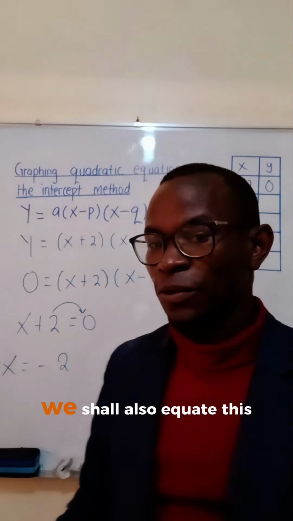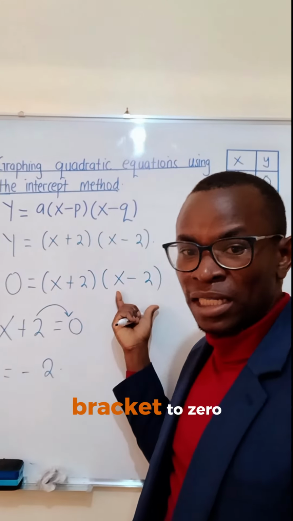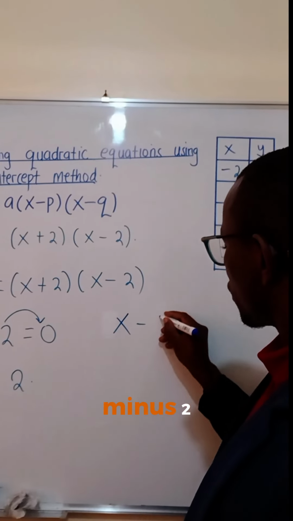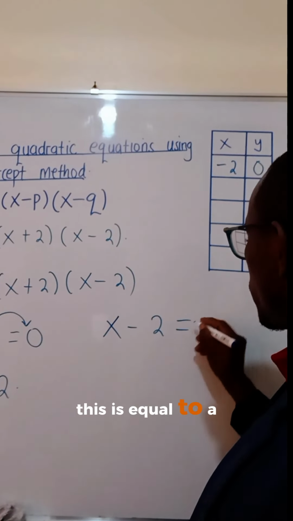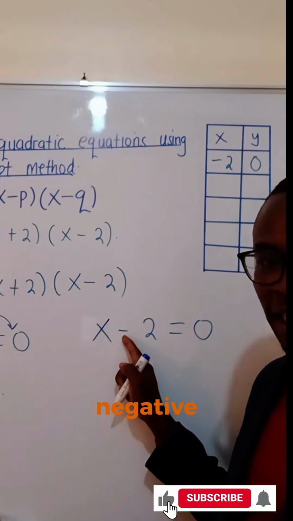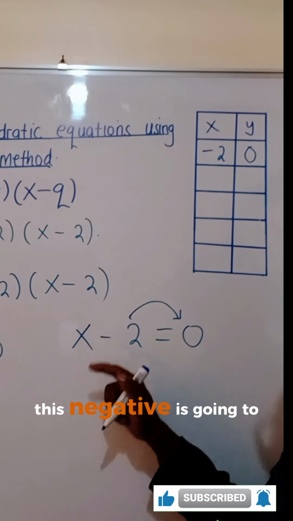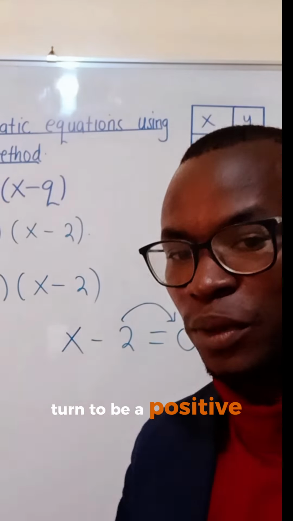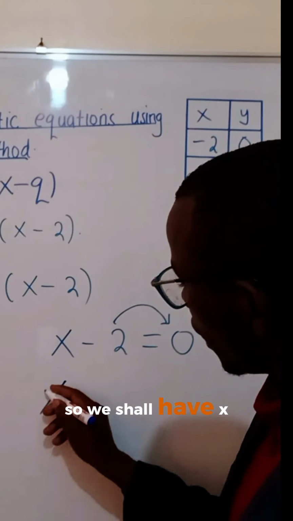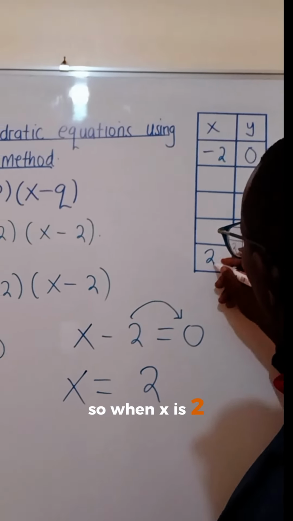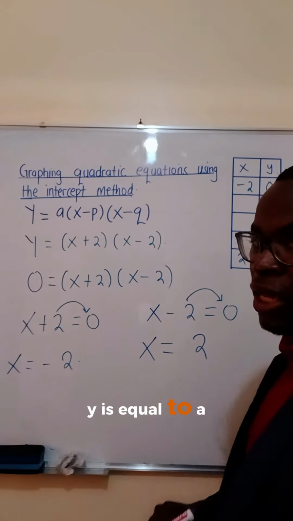After doing that, we shall also equate this bracket to 0. So we shall have x minus 2 equal to 0. It is having a negative, meaning that when it crosses the equal sign, this negative is going to turn to be a positive. So we shall have x is equal to positive 2. So when x is 2, y is equal to 0.